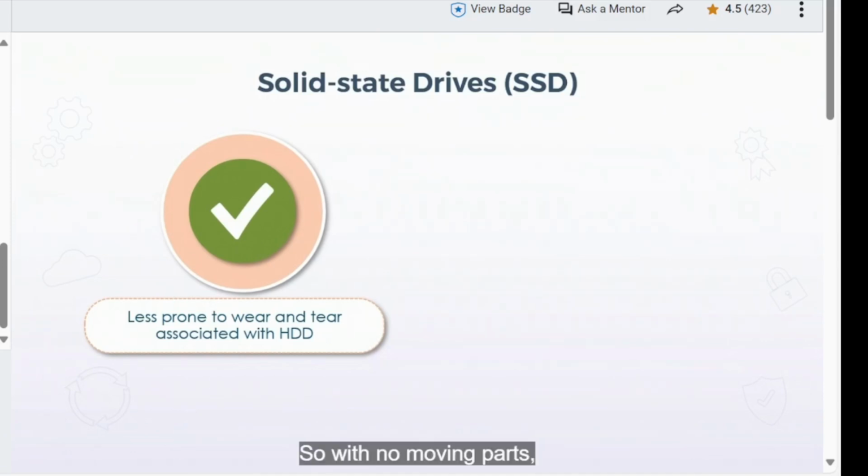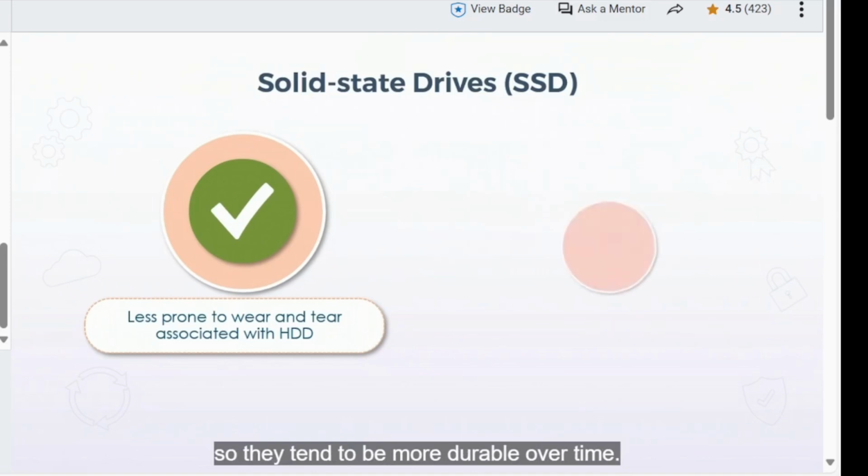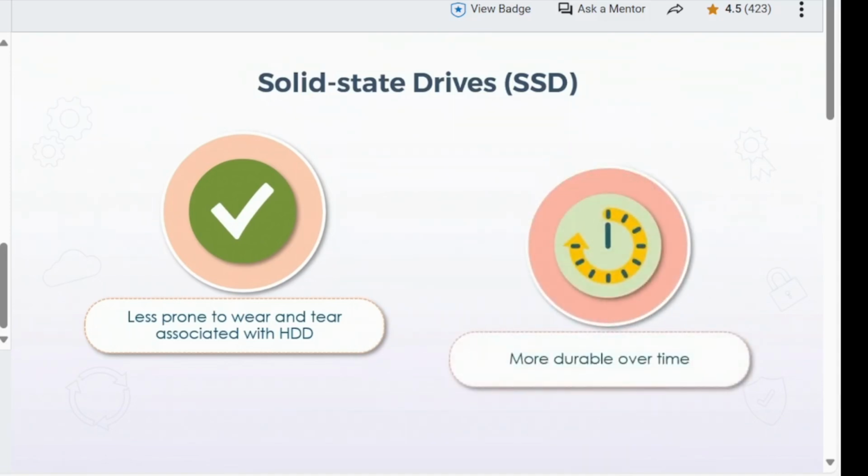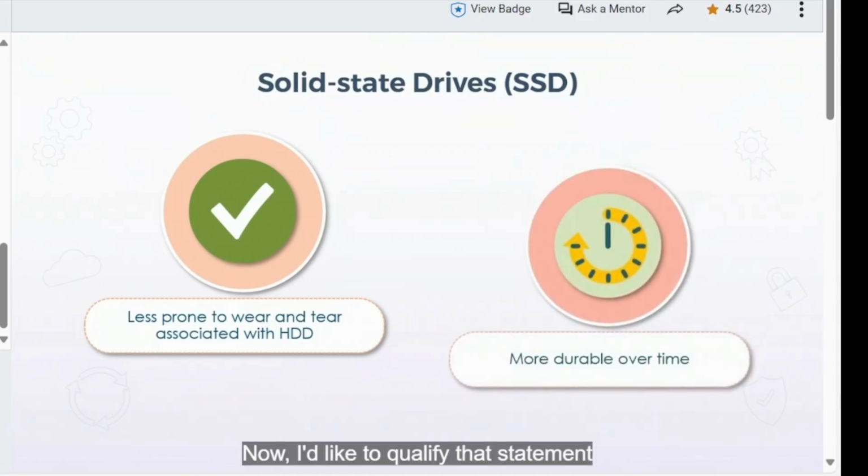So with no moving parts, that simply can't happen in a solid-state drive, so they tend to be more durable over time. Now, I'd like to qualify that statement in that this refers to physical damage. I'll be covering some of the disadvantages of solid-state drives shortly, and we'll talk about some situations when they might not have a lifespan that is as long as traditional hard drives, but that refers to the longevity of data storage. But I'll clarify that more in a moment.